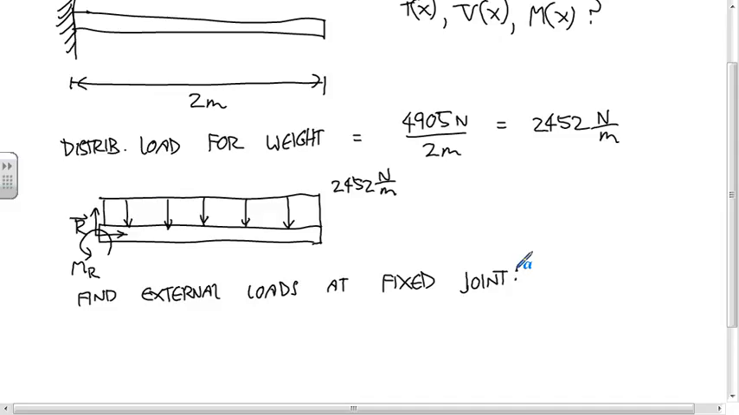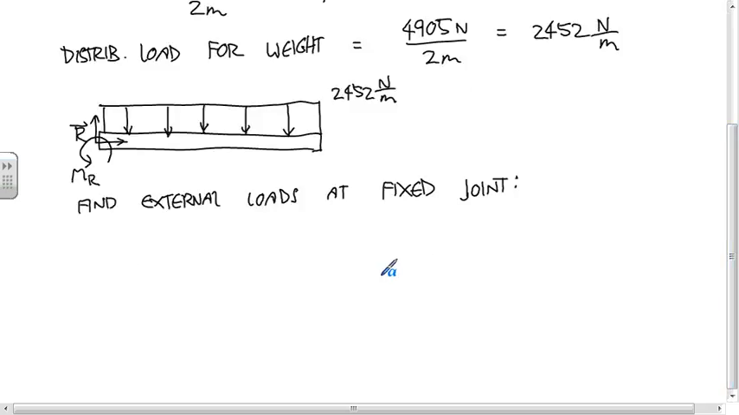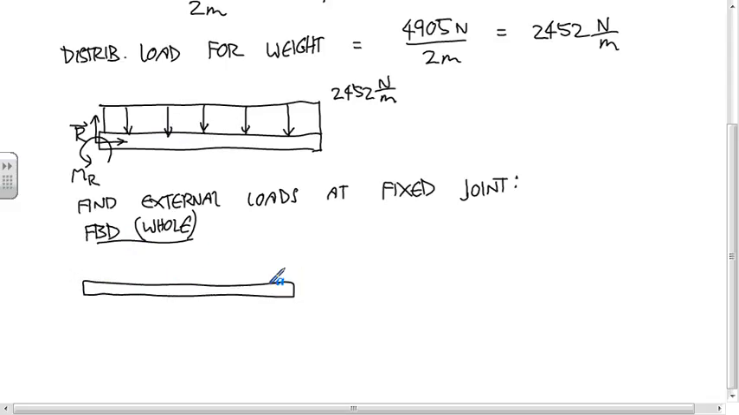To do that, we're going to isolate the whole beam. And once we isolate the whole beam, once we've chosen that we're isolating the whole beam, then we can treat that distributed load as a point force. So we have this 4905 acting down, and the force, the couple, and that's it.